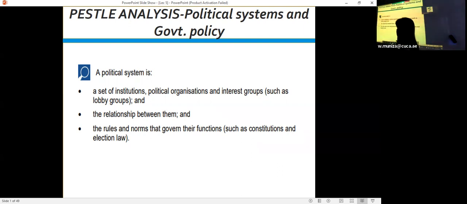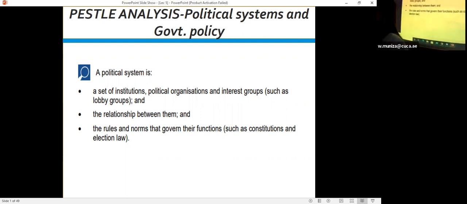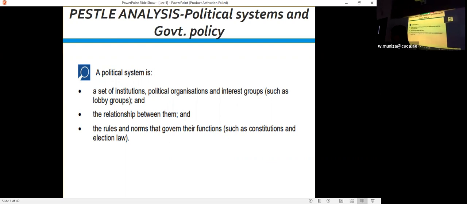A set of institutions, political organizations, and interest groups such as lobby groups. So you need to know that a political system does not only include the government of the country, but it is a mixture of different institutions. Like even the judiciary of a country is also in the political system. Like the army of a country is also in the political system. How all of these institutions are working in collaboration and how they are exerting pressure on the organization, it's obvious for the organizations to know.